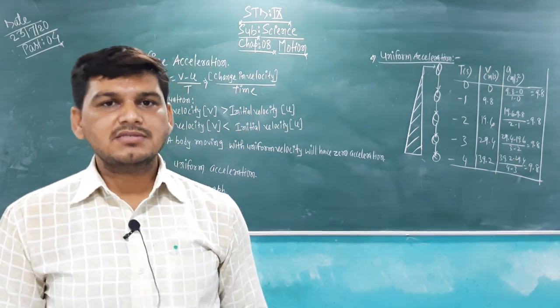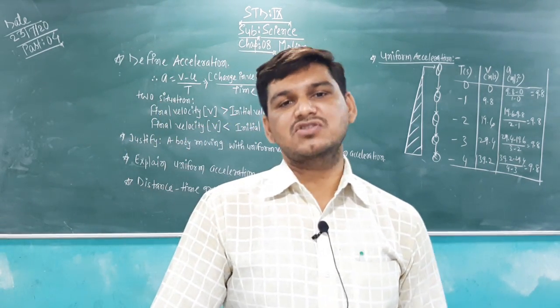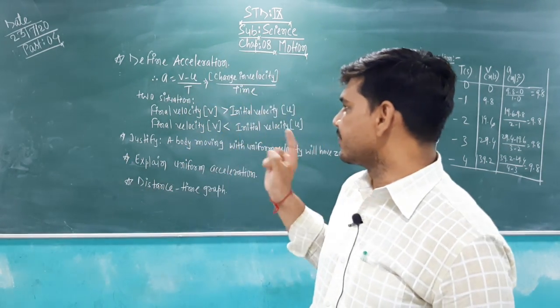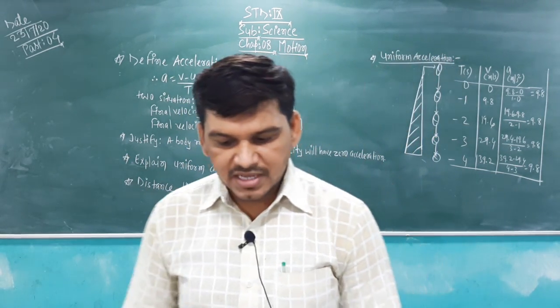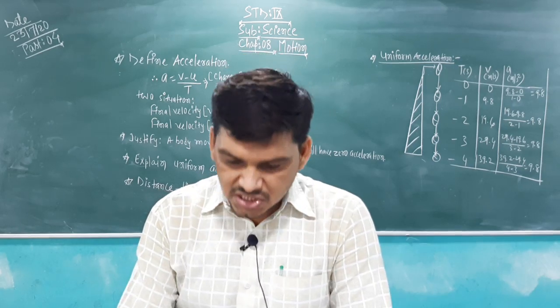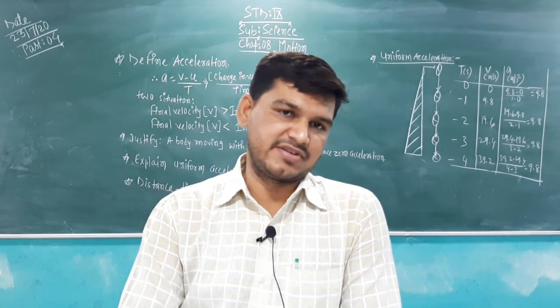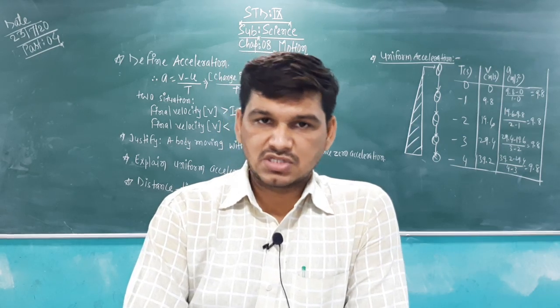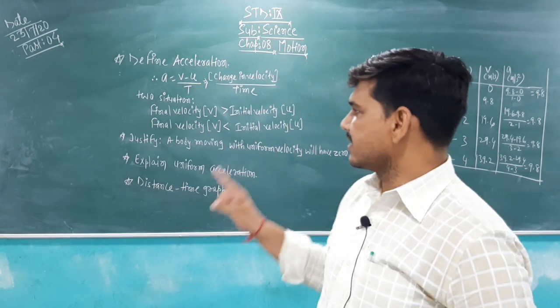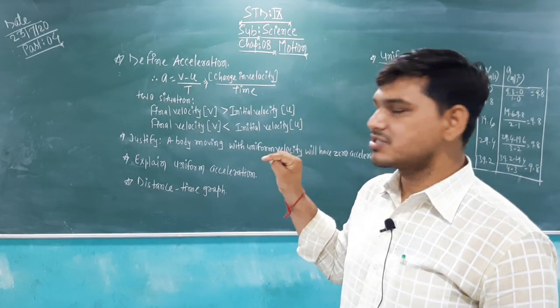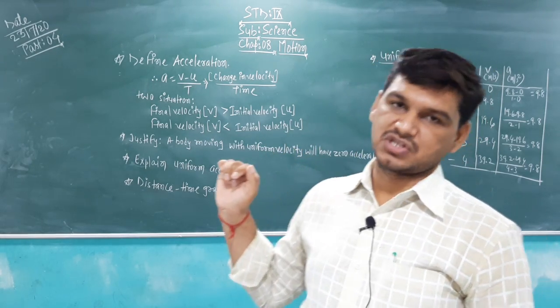Now when you find out the acceleration, two types of situations generally arise. I'll write here: when you calculate the acceleration, two situations may arise in terms of the acceleration. दो तरीके के situations क्या होंगे? पहला situation मैंने दिया है कि final velocity is greater than initial velocity, and second, final velocity is less than initial velocity.